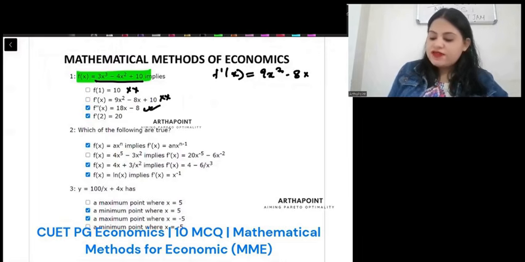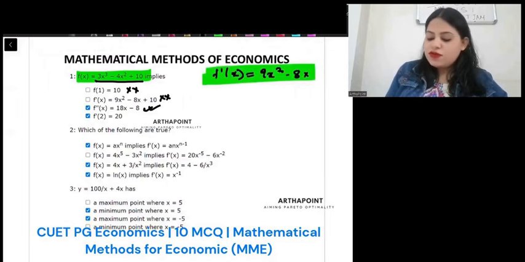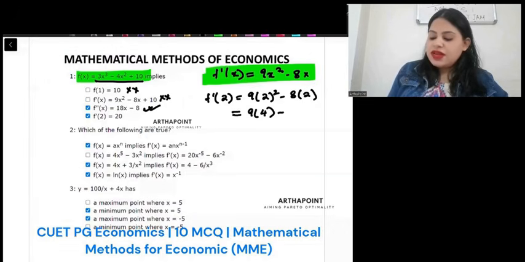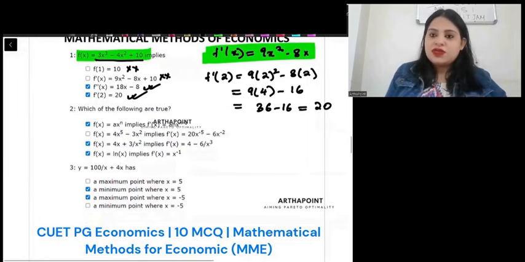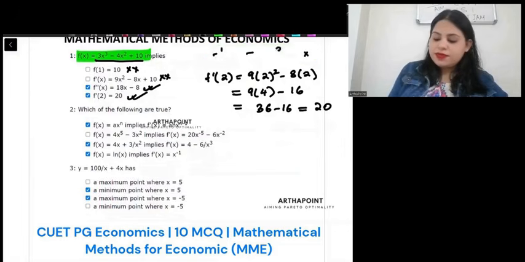f dash 2. So f dash x ये है. f dash 2 means instead of x you have to put 2. So f dash 2 will be 9 times 2 square minus 8 into 2. So 9 into 4 minus 16, 36 minus 16, 20. This is also correct. That's the answer to the first question. Come to the second one beta.